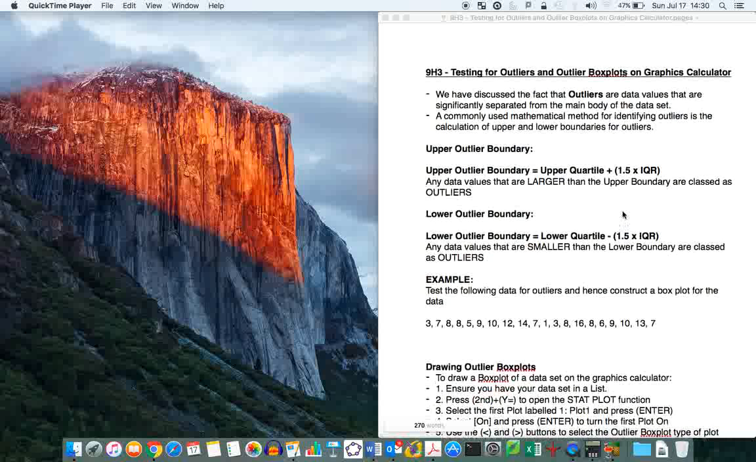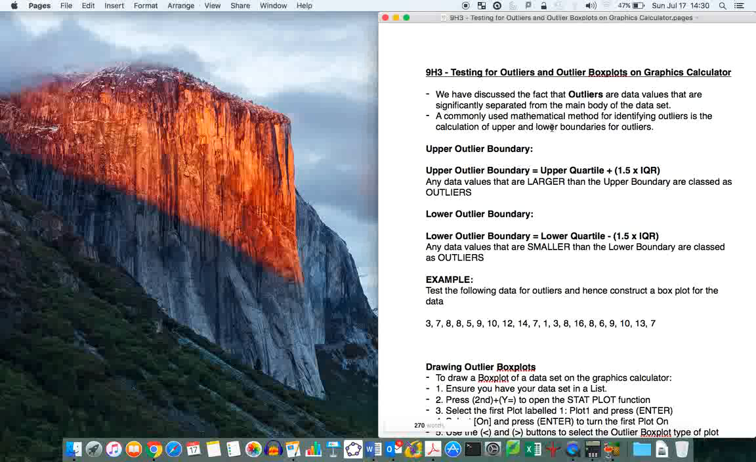This is another video. This one should help you out with 9H3, or the overall topic of this is testing for outliers and doing outlier box plots on your graphics calculator. So previously in the statistics topic, we've talked about the fact that outliers are any data values that are significantly different or significantly separated from the main body of the data. But what do you mean by significantly?